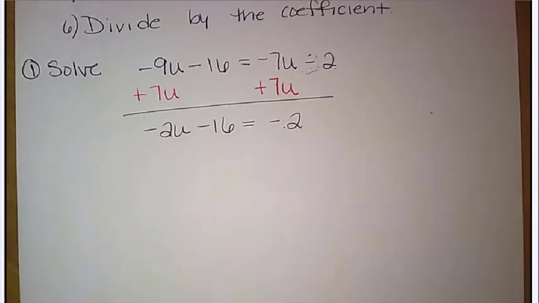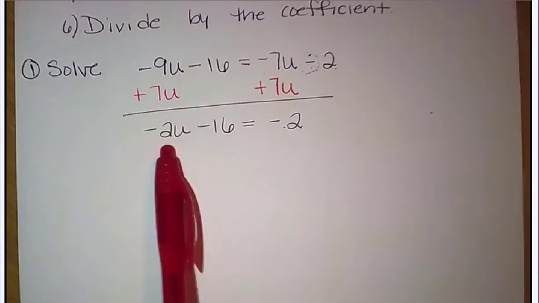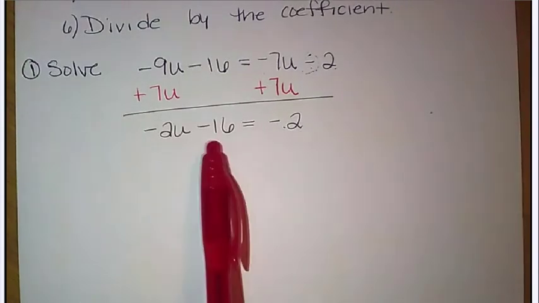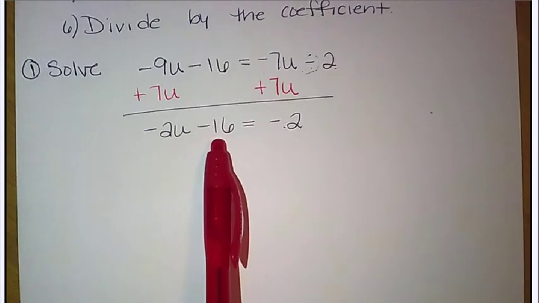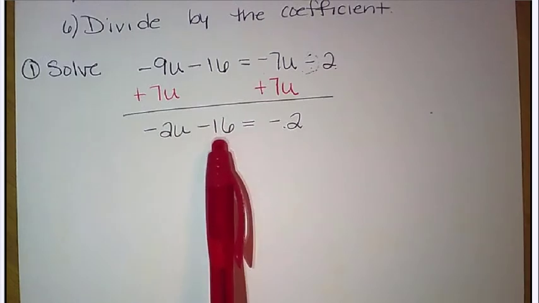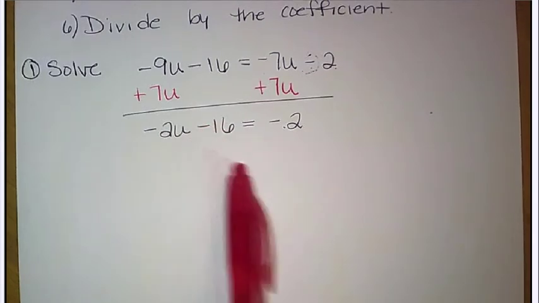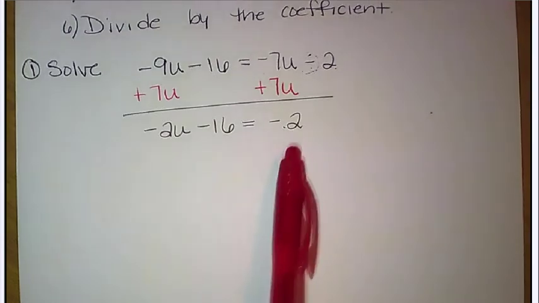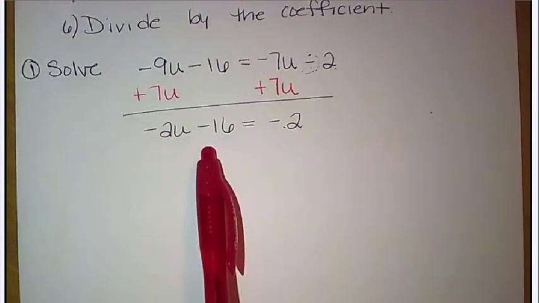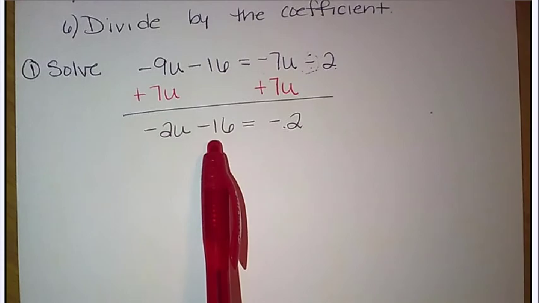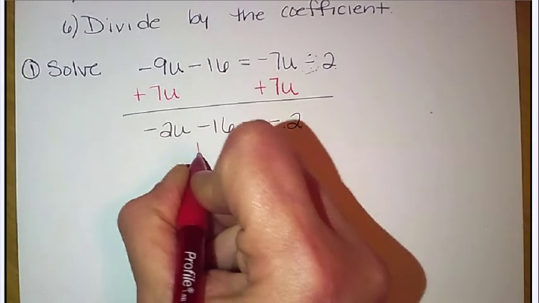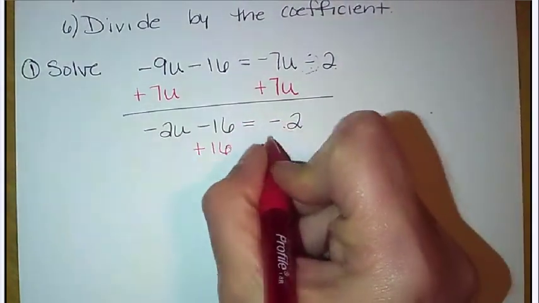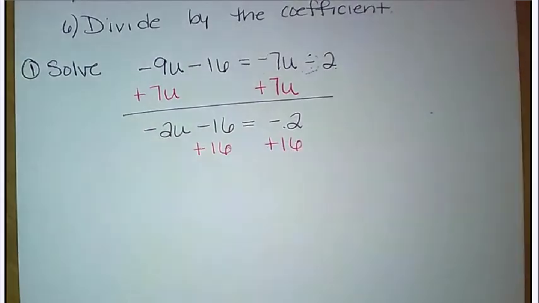Okay, so now we've got all of our u's over here together, and now we need to move our constant. We have to move the negative 16 now. Again, the reason we have to move this is because we want to move away from our variable, and if we move the negative 2, then we're moving towards our variable. So we want to move minus 16. The opposite of a negative 16 is a positive. So we're going to add 16 to both sides.